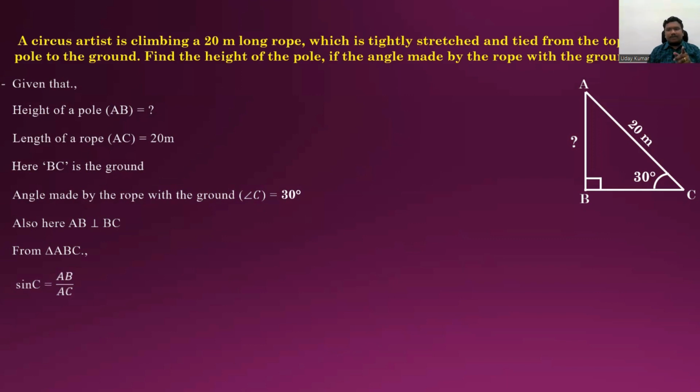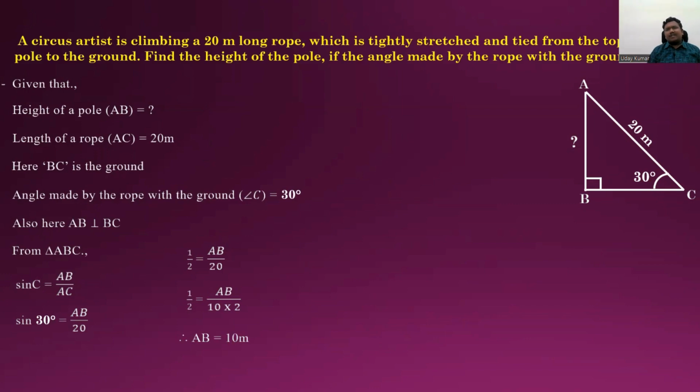Sine C is equal to AB by AC, opposite side by hypotenuse. Here what is the measure of C? 30 degrees. AB we have to find, AC 20 meters. Let us substitute the values in it. Sine 30 is equal to AB by 20. And what about sine 30? Sine 30 is equal to half. We substituted. Now from that, 1/2 is equal to AB by 20. There 2 and 20 both are in denominator. We can cancel. Then finally we will get AB is equal to 10 into 1, then AB is equal to 10 meters.